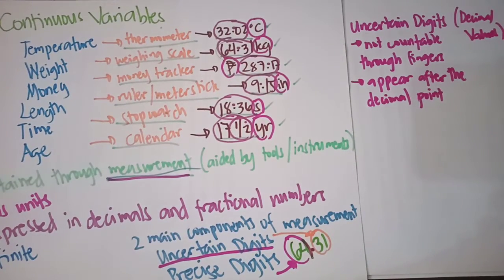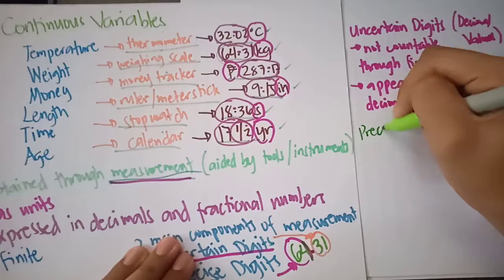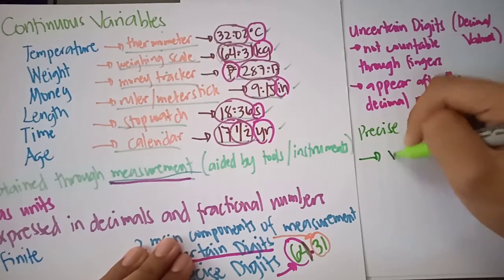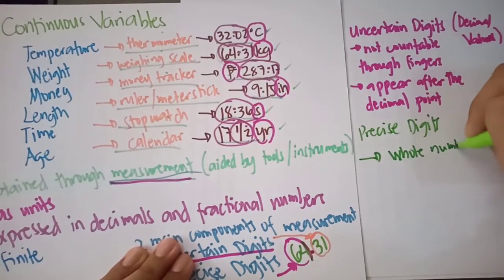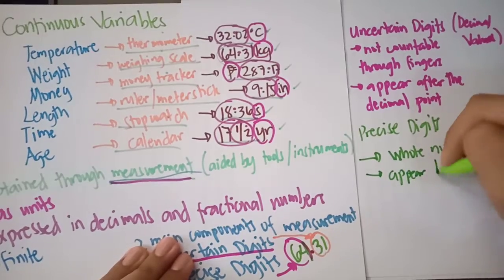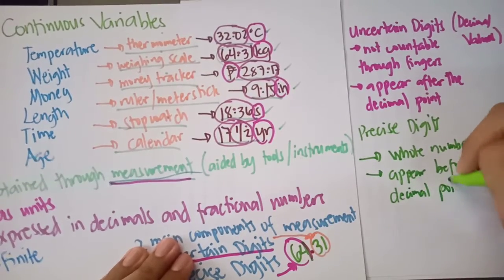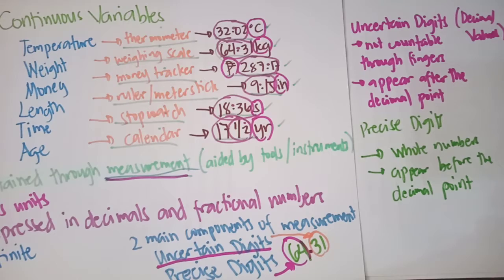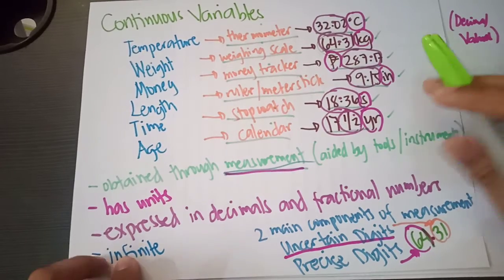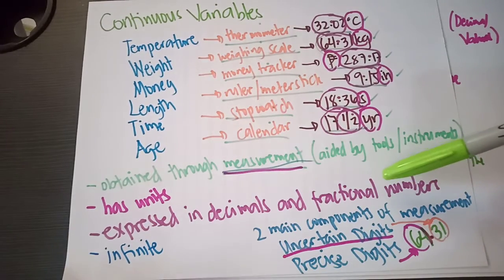Whereas, precise digits are the digits that are actually the whole number, and they are the digits that appear before the decimal point. So, to recap once more, continuous variables are those variables that can be obtained through measurement aided by tools and instruments. And they cannot be counted solely through fingers. They have units and they are expressed in decimals and fractional numbers. So, meaning to say they are infinite.